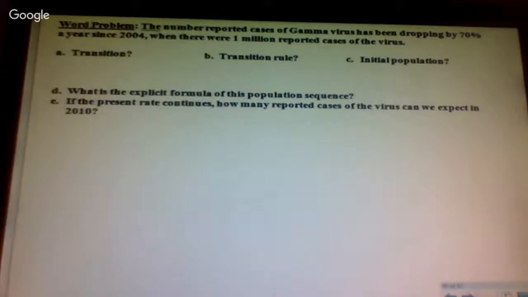The number of reported cases of a gamma virus has dropped by 70% a year since 2004. There were 1 million reported cases of the virus. What's my transition? A year. Transition rule. What is happening if I'm dropping by 70%? What does that look like as a number? 0.3. So your recursive formula would look like this: 0.3 times the number that comes previous.